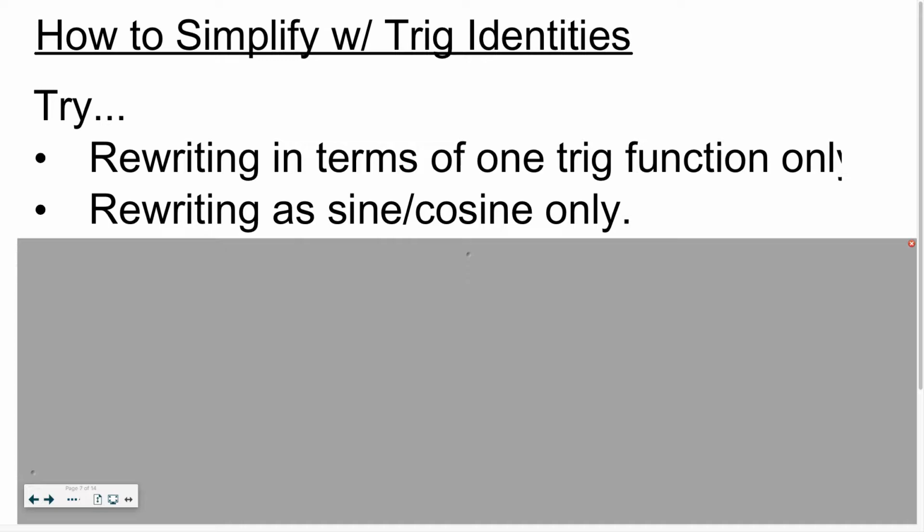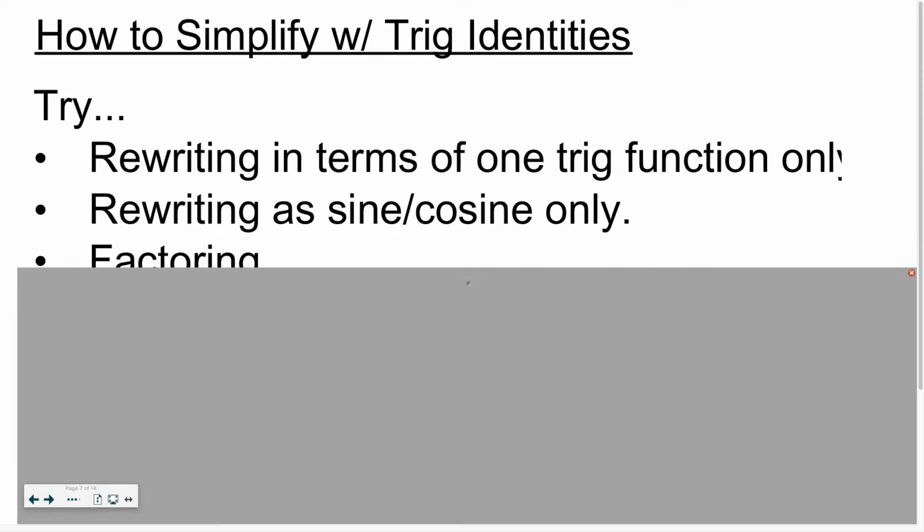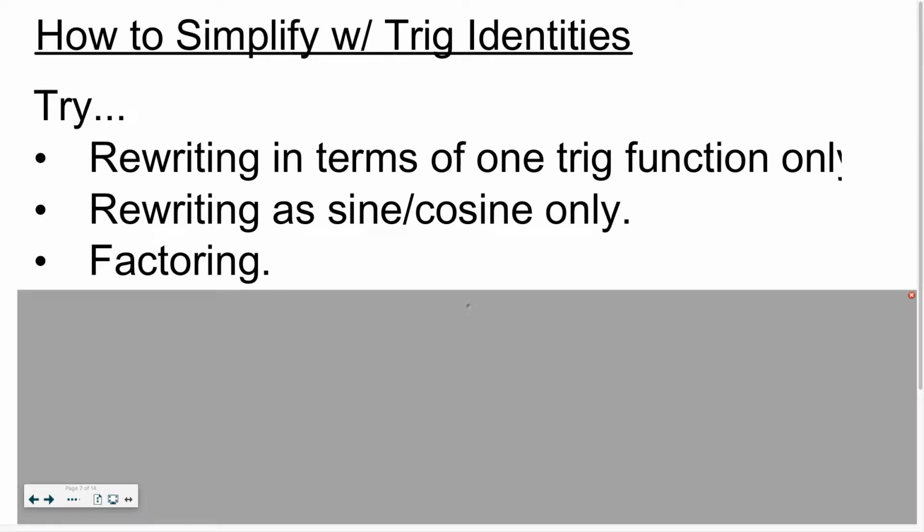That's why those quotient identities are so awesome for tangent and cotangent, because if you have tangents and cotangents mixed in, you might be able to get all cosines and sines. You can always look to see if something factors. Sometimes when you factor, then maybe you'll be able to cancel something. Or factoring might reveal like a Pythagorean identity or something like that, since the Pythagorean identities have plus and minus in them.